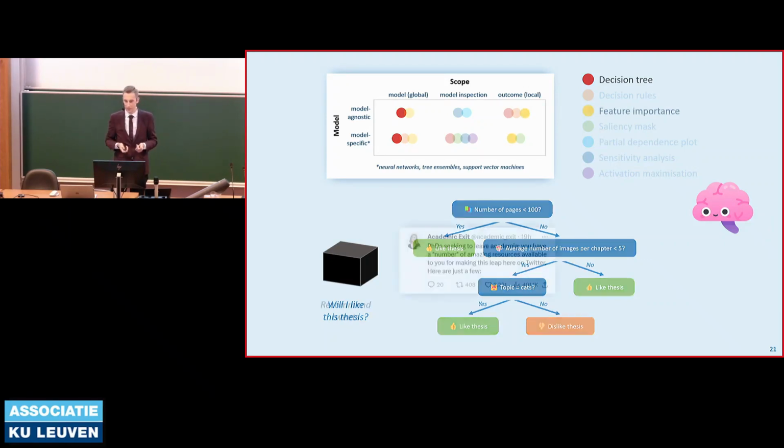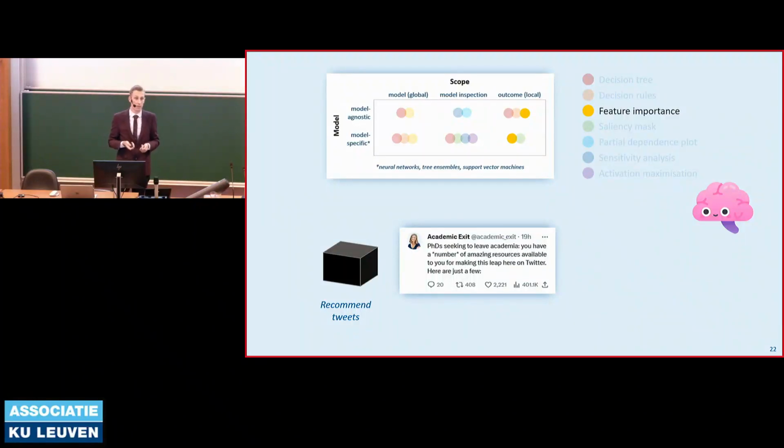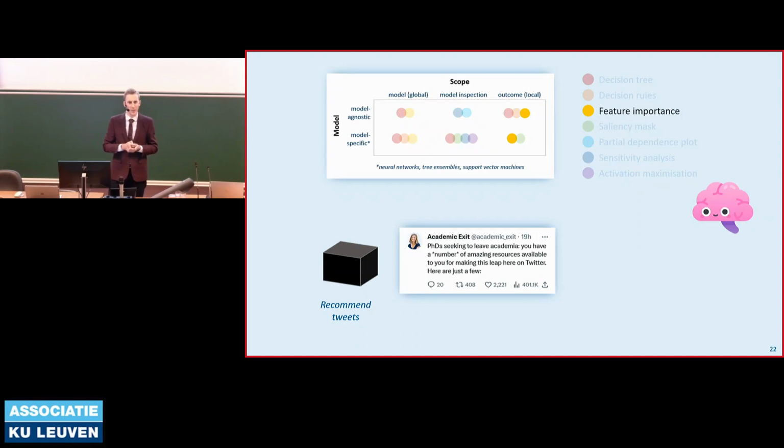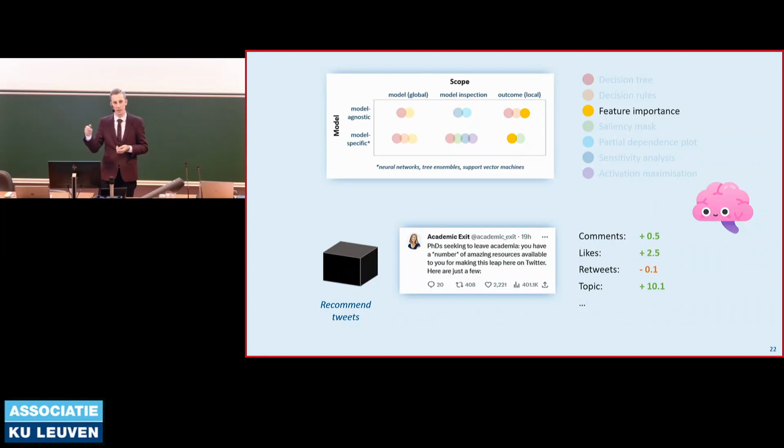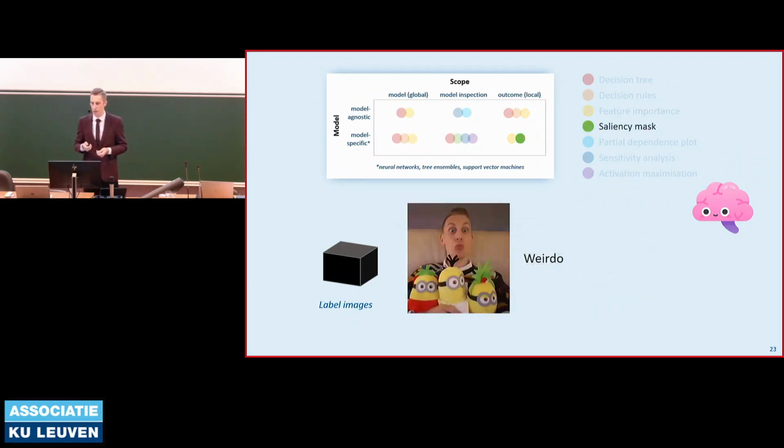Cool. Another example, feature importance. So think back about the recommended tweets from before. They had different features, right? The comments, the likes, the retweets. And so what feature importance does is it will assign a specific number to all these features, and the higher the number, the more important it is. So in this case, this tweet was recommended to me. Why? Well, topic got a very high number, so probably the model thinks that I find this topic interesting. So okay, I get insights in what the model tells me.